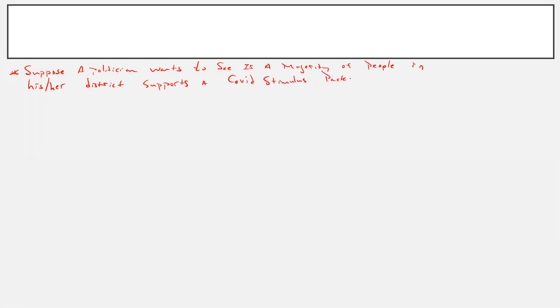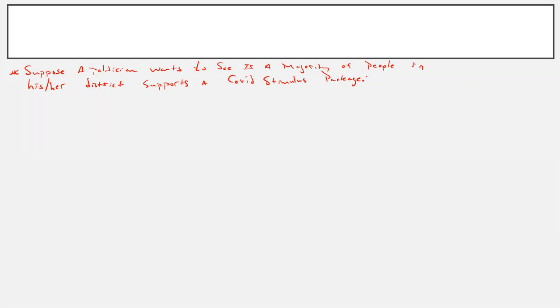Suppose a politician wants to see if a majority of people in his or her district supports a COVID stimulus package. Okay.